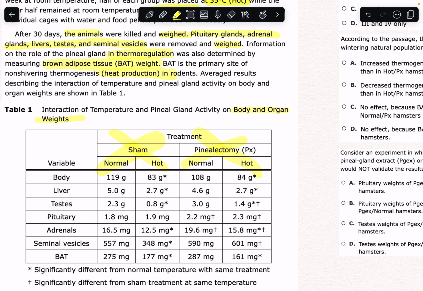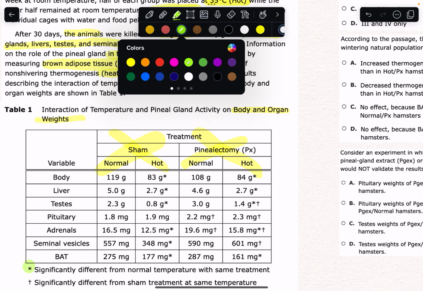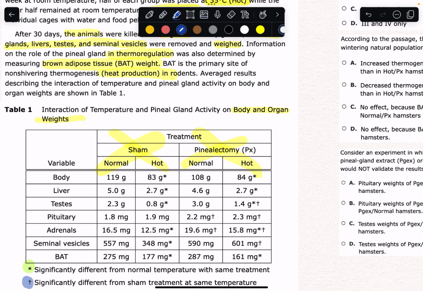I don't know if the question is going to ask me about the change of body weight or pituitary or BAT. I don't know, right? So I don't want to analyze each single one of them. But I do want to look at this star sign and then also this cross sign, okay? See, what do these tell me, okay?